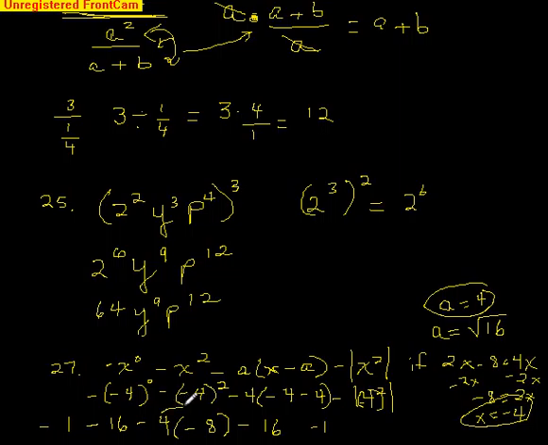We have to remember order of operations, so we don't want to subtract 4 from 16 until we do our multiplication. So minus 1, minus 16, minus 32, that'll be plus 32, because we have a minus times a minus, minus 16. So minus 32 plus 32, they would all cancel out, and hopefully your answer is minus 1. I can check that real quick. Number 27 is minus 1.